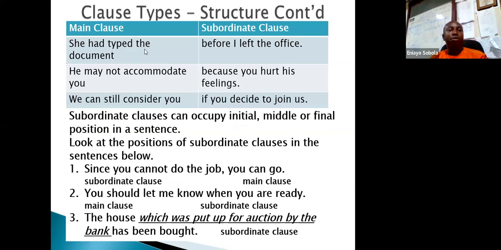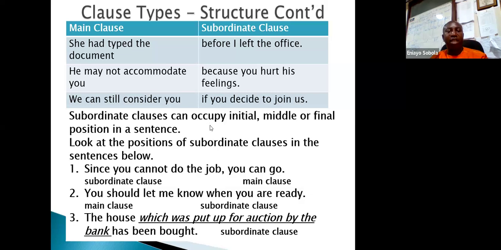For example, we have main clause and subordinate clause. She had typed the document before I left the office. In that sentence, she had typed the document is the main clause. Before I left the office is a subordinate clause. It may not accommodate you because you hurt his feelings. It may not accommodate you is the main clause. Because you hurt his feelings is the subordinate clause. We can still consider you if you decide to join us. We can still consider you is a main clause, as it is complete. If you decide to join us is a subordinate clause.